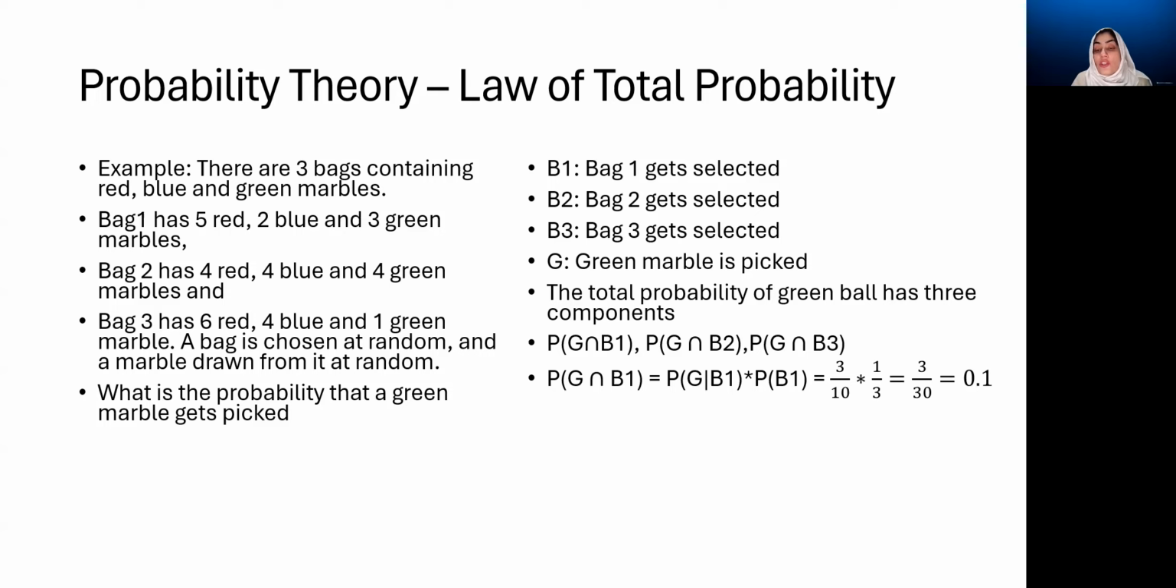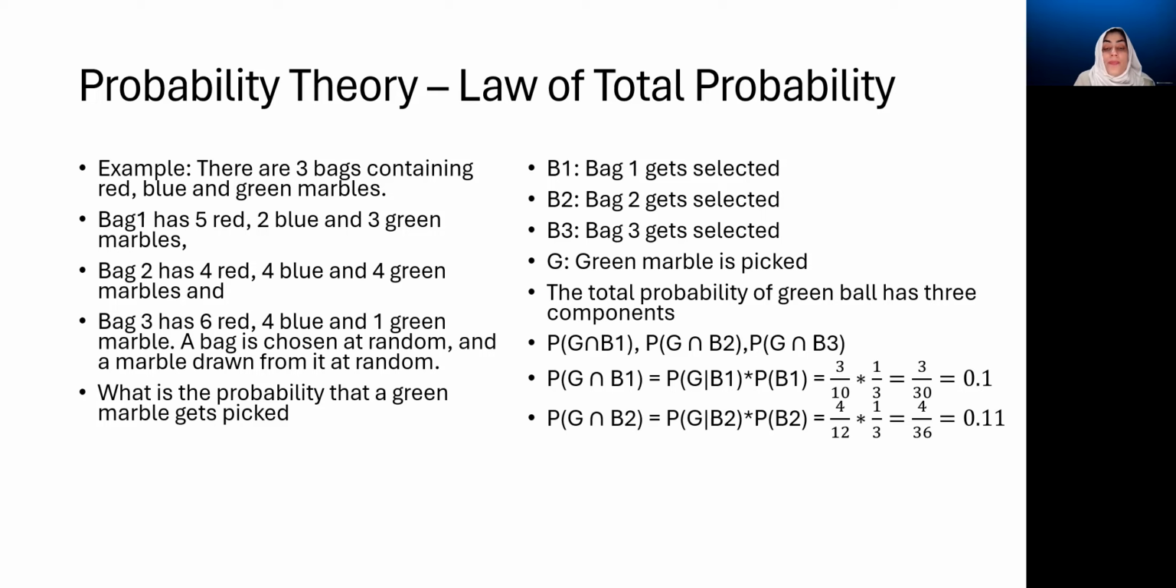In that case, the conditional probability of getting a green ball is this: if B1 is selected, if this event has occurred, then there are 3 green balls, and the total number of balls in this bag is 5. So we get P of G given B1 as 3 by 5, and we multiply it by the probability of B1 being selected, which is 1 by 3, because it is equally likely to select any of those bags. The probability is calculated as 1 over 10 or 0.1.